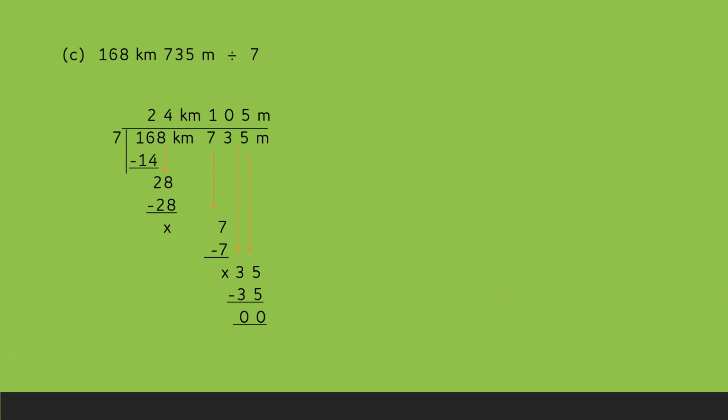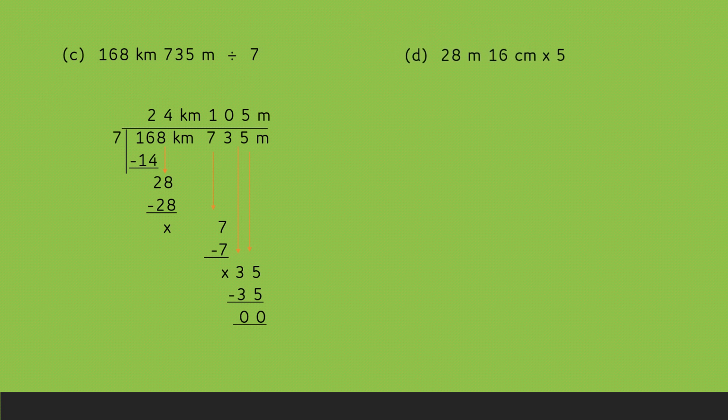So 3 cannot be divisible by 7. So what you will do? Write 0 above and then bring down the next number 5. It will become 35. Now 7 5s are 35. Now meter is written. Write down meter above also. So your answer is 24 kilometer 105 meters.